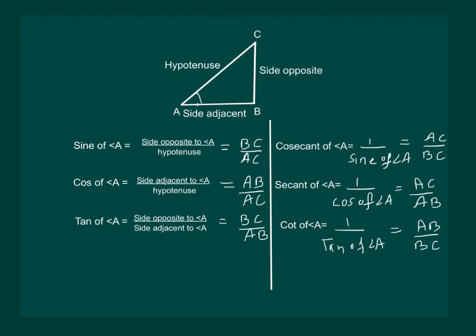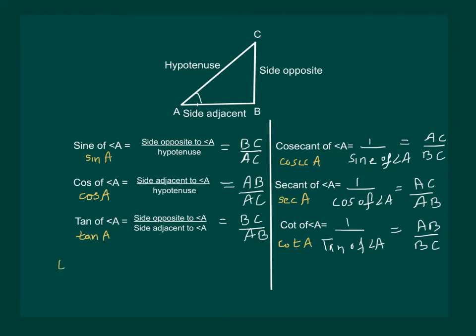The ratios defined here can be written as sine A, cos A, tan A. Cosecant can be written as cosec A, secant A can be written as sec A, and cot A can be written as cot A.